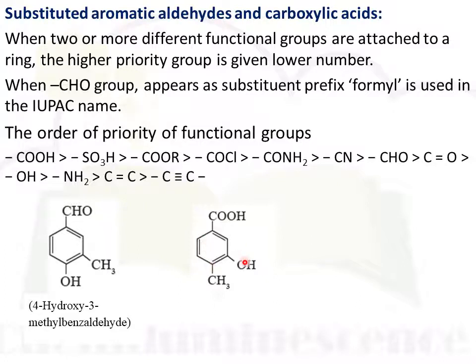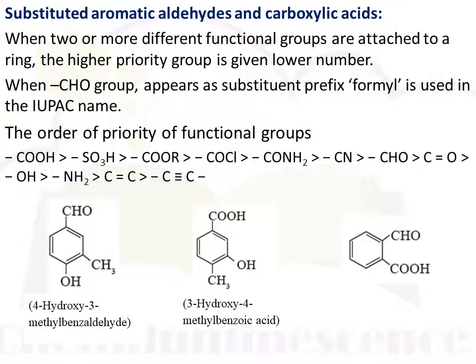So, writing the name of this compound, first write the name of the substituents in alphabetical order. Out of these two, hydroxyl comes first and then methyl, and the remaining compound is an acid and it is a benzene. Hence, it is a benzoic acid. Hence, the IUPAC name of this compound is 3-hydroxy 4-methyl benzoic acid.